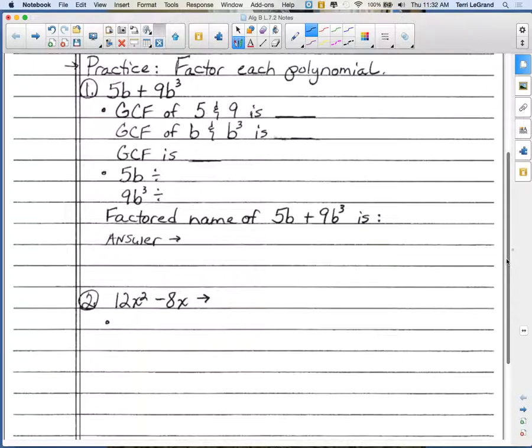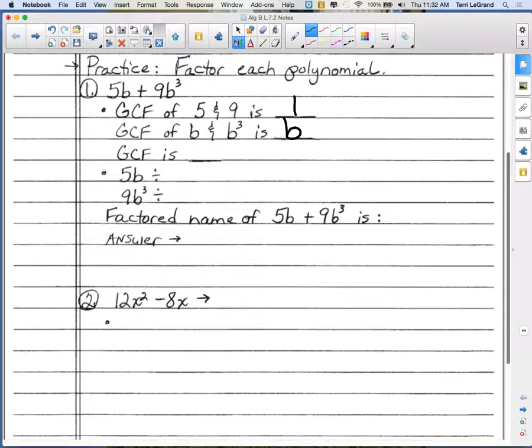Okay, so what's the GCF of 5 and 9? 1. Is there anything bigger than 1? Cody says it's 1. Anything bigger than 1 that divides into both 5 and 9? Okay, so then we're just going to stick with 1. How about b and b cubed? Just a b, right? Yeah, just a b.